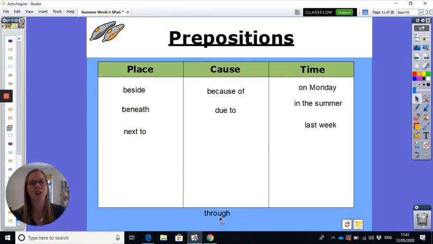Okay, so now we're back to through. So let's think of a sentence where this could be. I was riding through the forest on a horse. I walked through a muddy field. I drove through a big puddle. Is it place? Is it cause? Or is it time? It's place. It's telling you where. It's going through something. Okay, good job. Right, well done. Sometimes, like I said, if you put that preposition into a sentence, it helps you figure it out, particularly on the trickier ones.